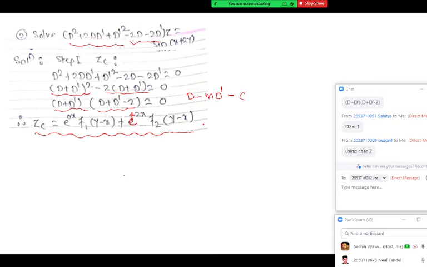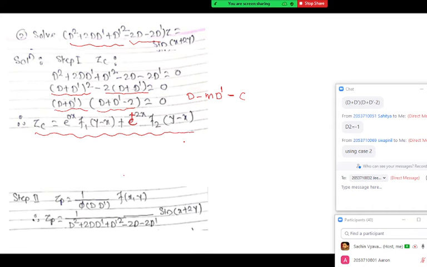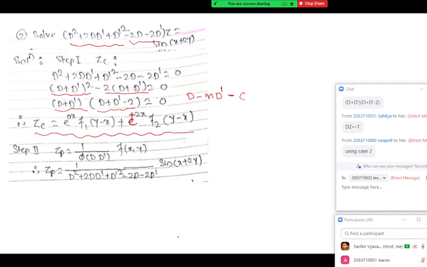Yes, correct, Swapnil. It is a trigonometry, so we should replace d square by minus a square, d into d dash by minus ab, and d dash square by minus b square. And in this case, it is a sine of x plus 2y, which indicates, okay, let me first show you. In this case, we should replace here d square by minus a square.